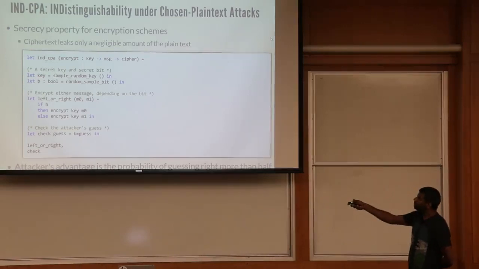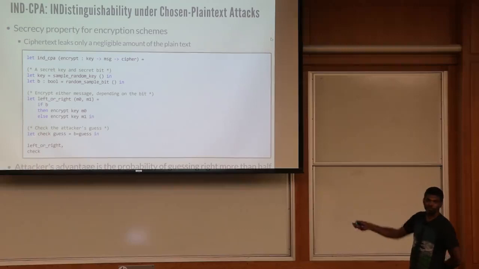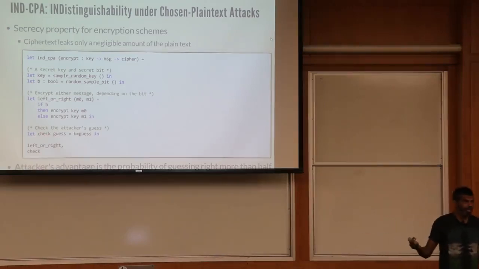And the game, based on the secret bit, either encrypts M0 or M1 and gives the cipher back to the adversary. And then the adversary can guess the value of B, the secret bit. There's a function here to check the guess. And if the adversary can get check to return true, then the adversary has won the game. Okay? Is that clear enough?